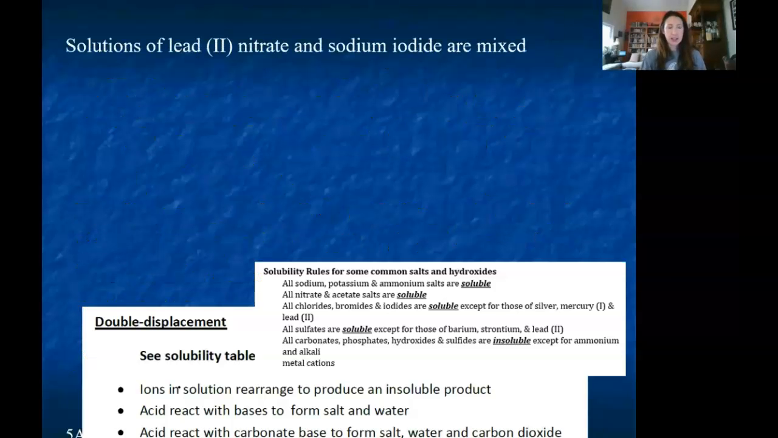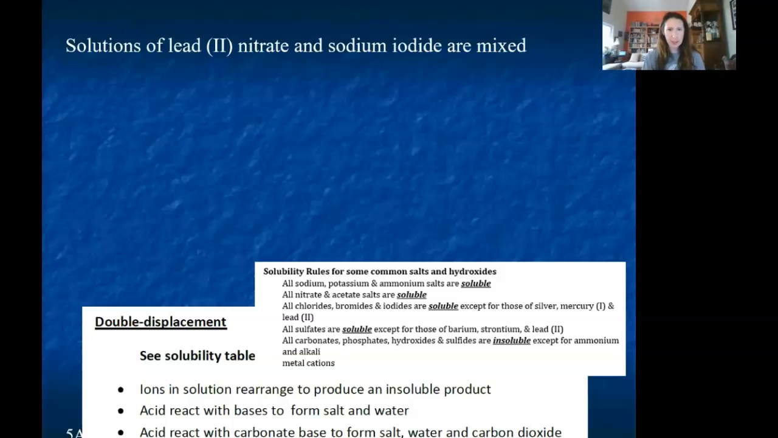This is a question that I literally got off one of your quizzes. It was just: solutions of lead nitrate and sodium iodide are mixed. And then you just have to figure out what happens in the end, right? So I'm going to give you a second to try this one. The question is, what are the products? It's mixed. What does it make?